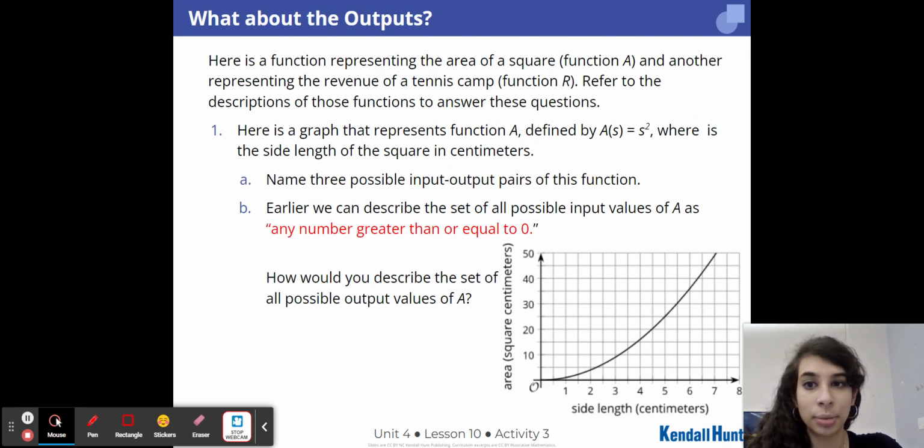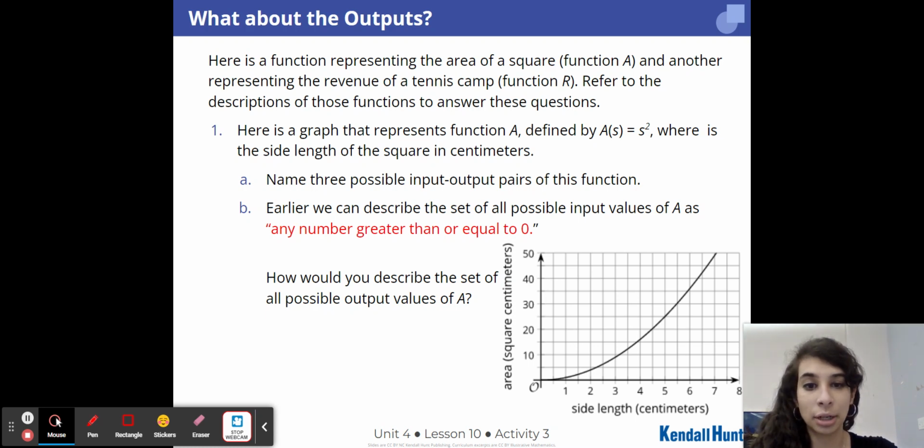In the second question, we have a function representing the area of a square and, from the previous question, the revenue of a tennis camp. I want you to refer to the descriptions of these functions to answer the following questions. So here's a graph that represents function A defined by A of S equals S squared, where S is the side length of a square in centimeters. You want to name 3 possible input-output pairs of the function. Use your graph to help you.